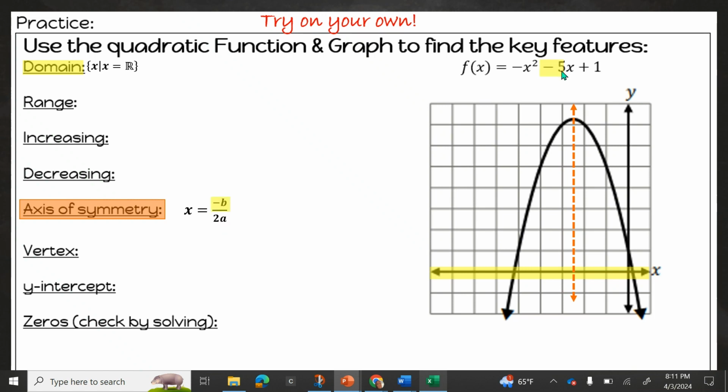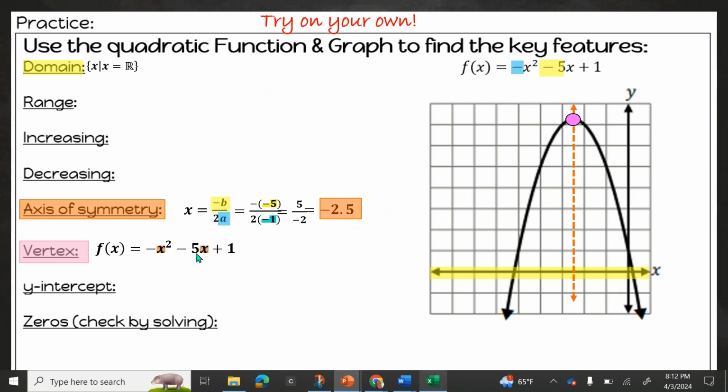So negative b, or -5, divided by 2a. So -5 over 2 multiplied by -1 is going to be simplified to be 5 over -2, which is going to be -2.5. So the first number in our vertex is going to be -2.5, and then we have to find the y value. Well, you could estimate the y value, but better yet, let's plug in this x value that we found for our axis of symmetry.